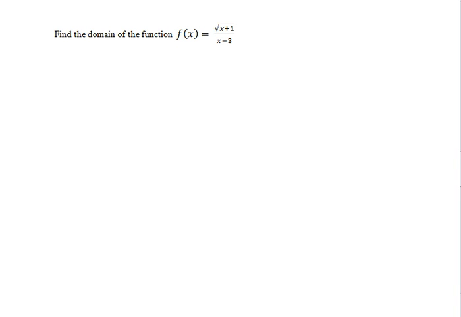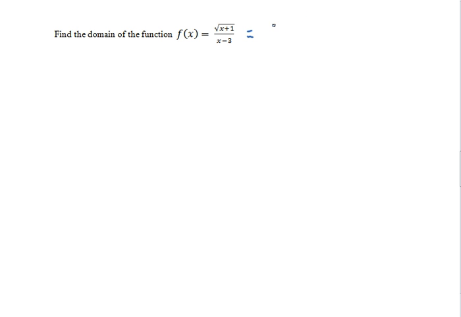Here we are to find the domain of the function f of x equals the square root of the quantity x plus 1 divided by the quantity x minus 3. I believe it is useful here to consider writing the quotient as a product.